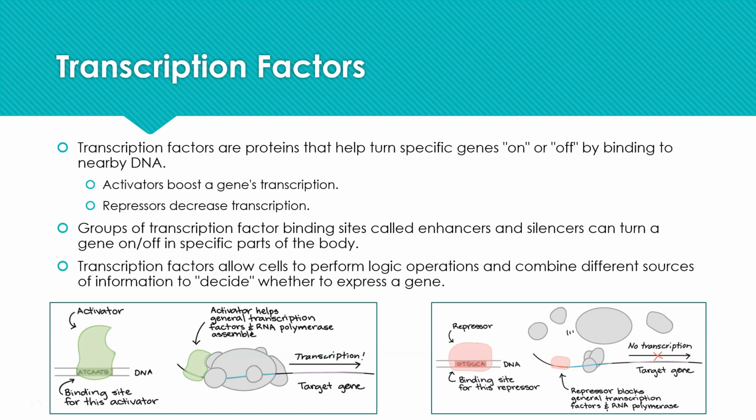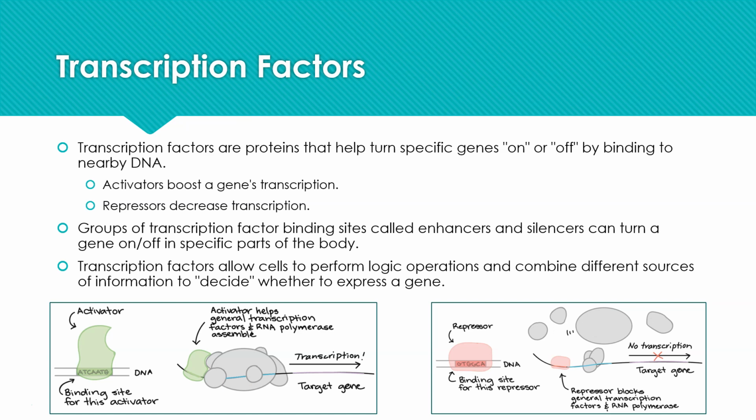So if you want to enhance and boost transcription, you're probably going to have an activator attached to a site called an enhancer site. Whereas if you want to stop something being transcribed, you're going to have a repressor attached to a region called a silencer. And so these are two areas where these transcription factors can physically attach to the DNA so that they can interact with molecules like RNA polymerase and either boost what they are doing or stop them from doing what they would normally do.